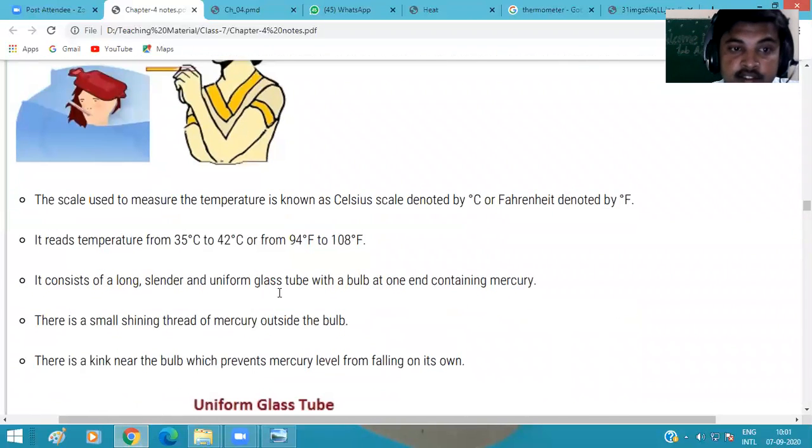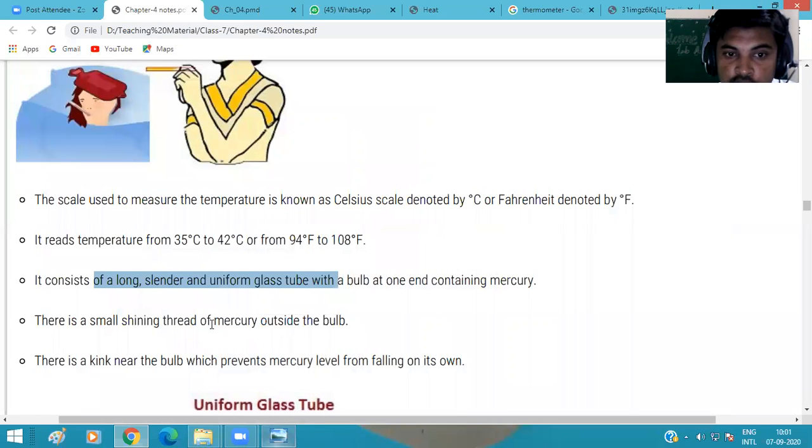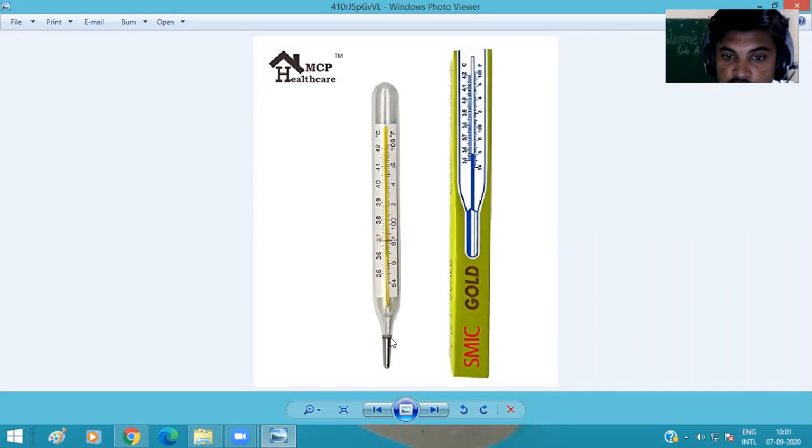Then when we talk about its structure, it consists of a long, slender, uniform glass tube. Here we see a long, cylindrical, hollow and uniform glass tube with a bulb at one end. With a bulb here, a bulb in which mercury is filled. You see here a shining material is filled, a metal, this is mercury. And a thread-like narrow tube is fitted into the thermometer.